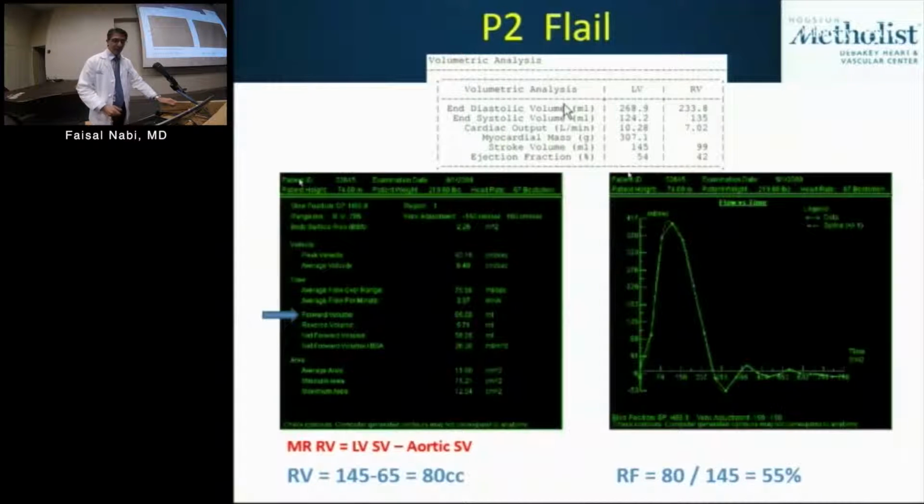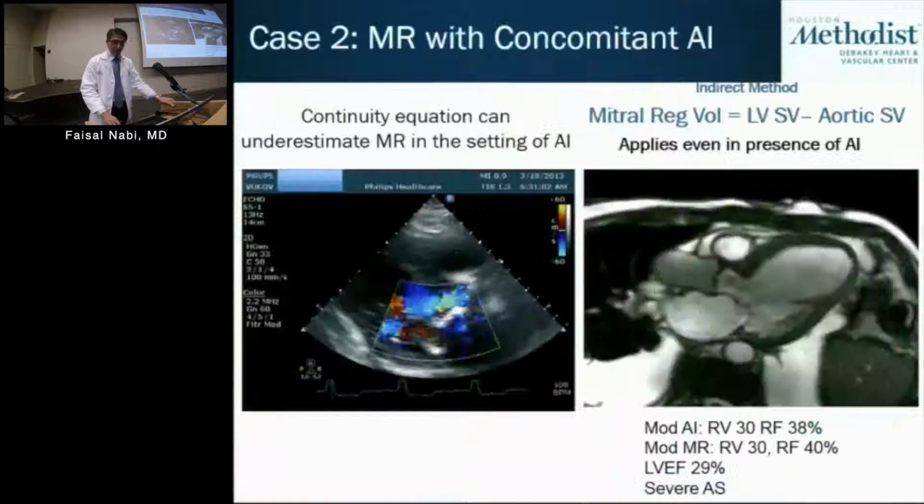When it came to quantitation, it was similar to what we had discussed. We had the LV stroke volume here, which was 145 mils. Our aortic forward flow was 65 mils, and this is just a readout of this graph. So if you subtract 65 from 145, you get 80 mils. Take the 80 mils, divide it by your flow across the mitral valve, and you got a regurgitant fraction of 55%.